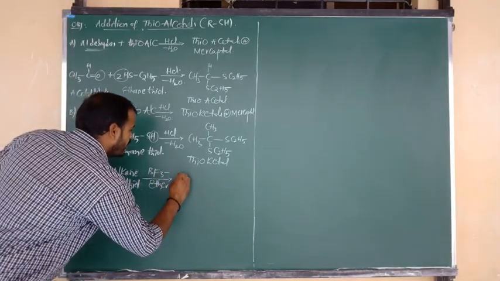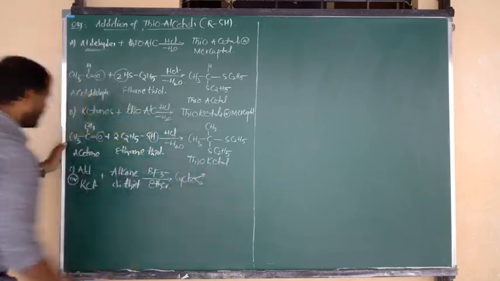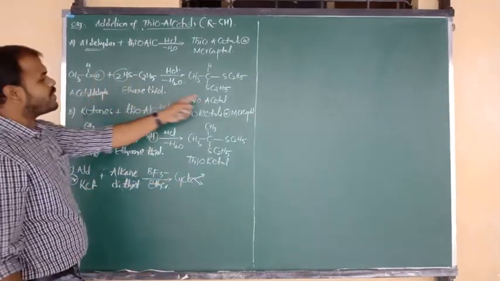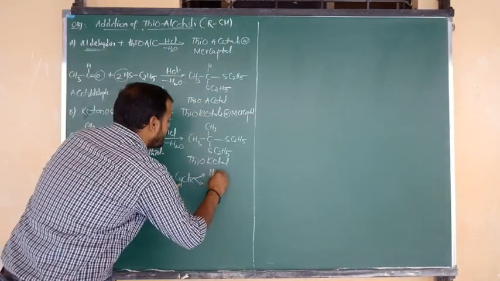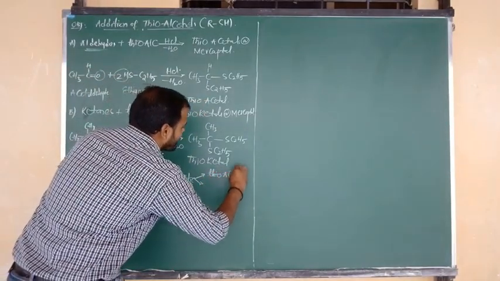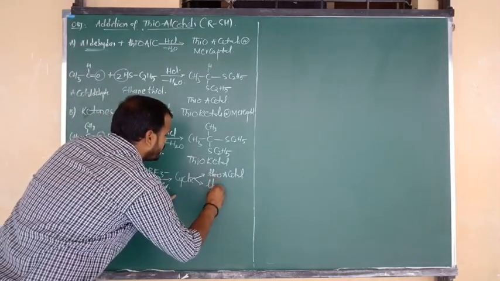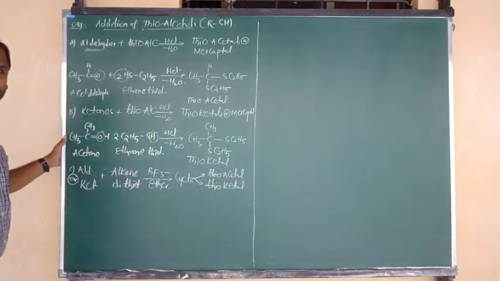And here we can get 2 products. From aldehyde we will get the cyclic thioacetal, but aldehydes will give the cyclic thioacetal, and ketones will give the cyclic thioketal. Like that we have to write the products.